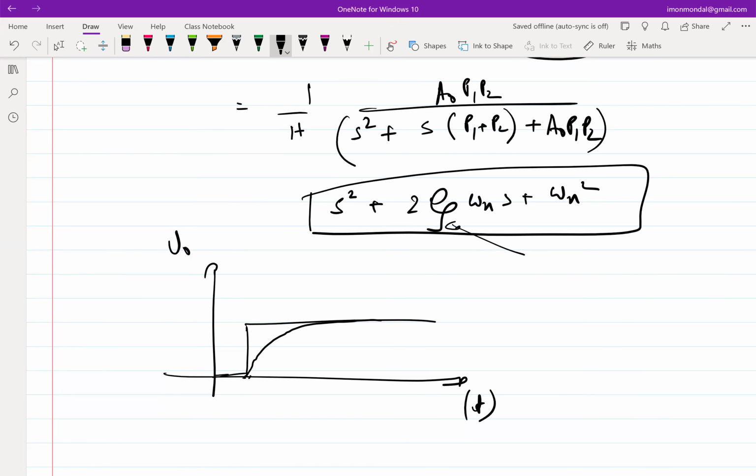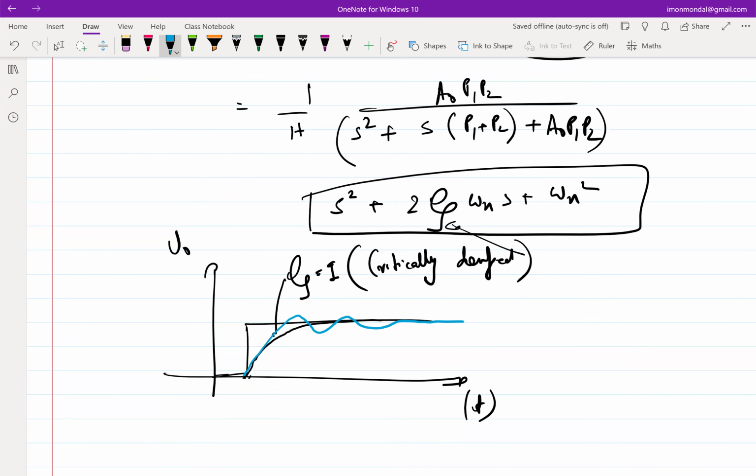What is that called? Critically damped case, right? So for critically damped case, zeta is equal to 1. This is critically damped, right? And slightly below critically damped, what happens? You'll have a slight overshoot, undershoot, and eventually it will settle, right? And if I keep on increasing zeta above critically damped, it will become overdamped, right? So this is underdamped, this is overdamped, and the center one is critically damped.